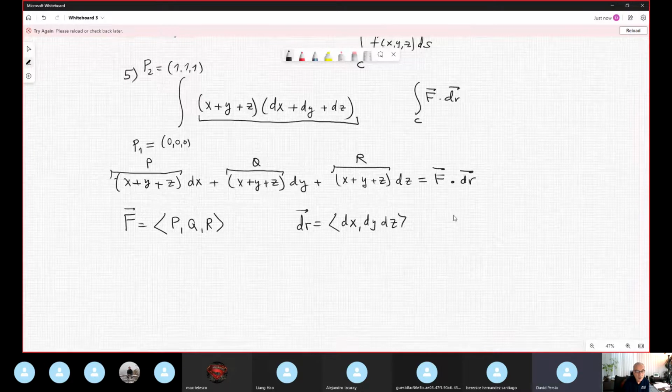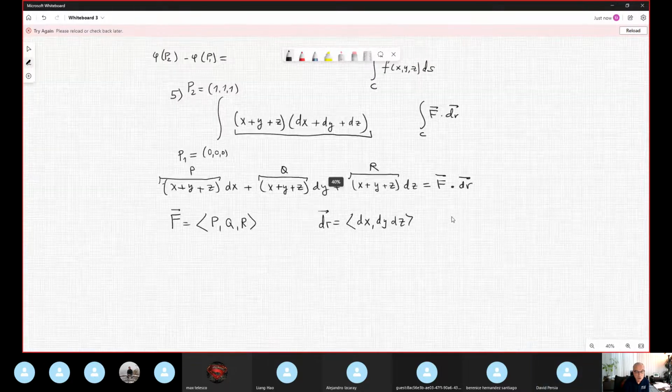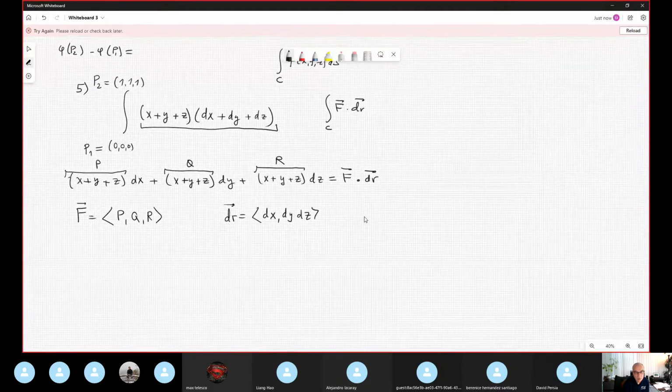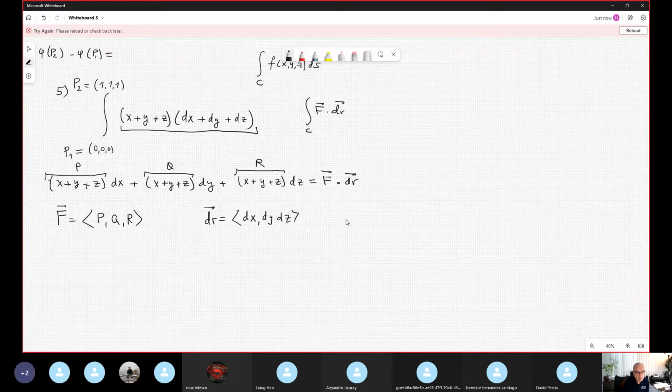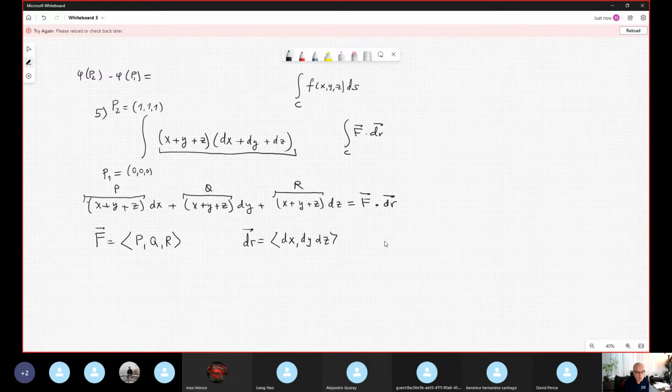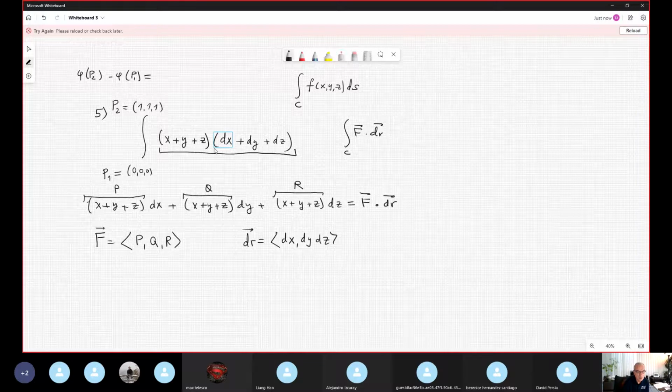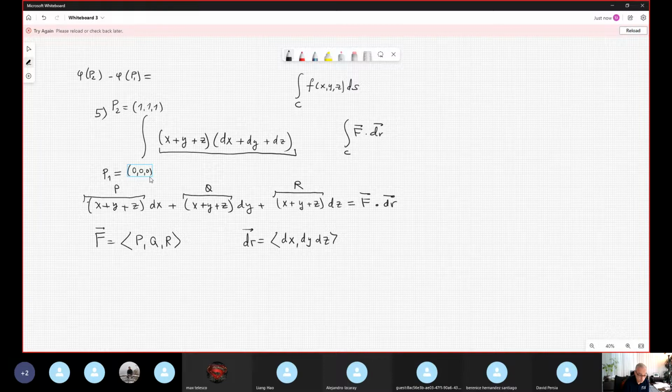Yes, we're following. What should I do in your opinion now? Remember our goal. Our goal is to compute this line integral that represents circulation between 2 points. So now I need to verify whether this vector field is conservative or not, and determine the potential function.